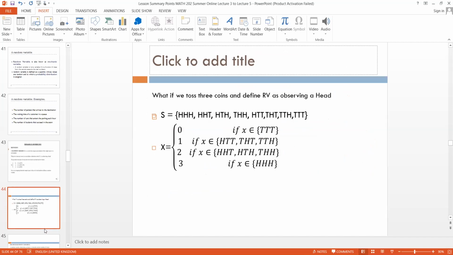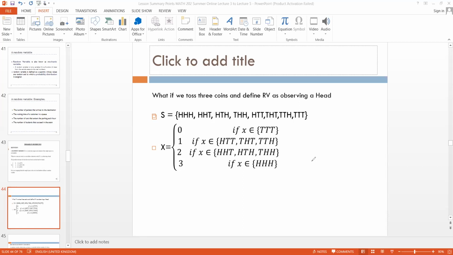So we ask, what if we have 3 coins? It's the same principle. If there are 3 coins, then our sample space will be what? Head, head, head; head, head, tail; head, tail, head; head, tail, tail; tail, head, head; tail, head, tail; tail, tail, head; and tail, tail, tail. Okay. So if you have difficulties in doing this, you can use the tree diagram.